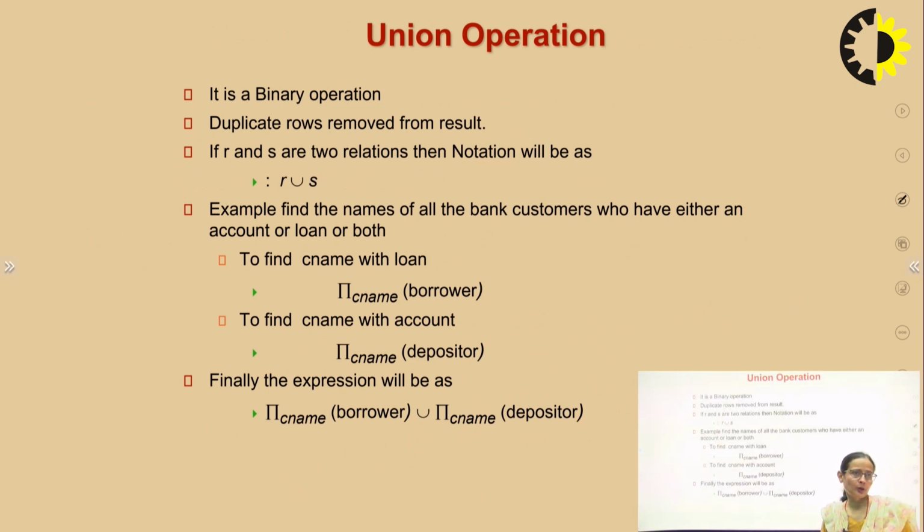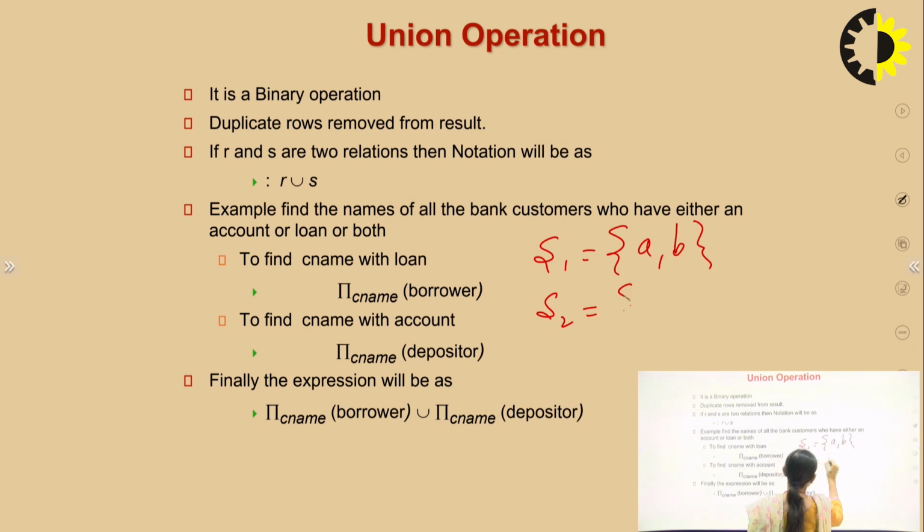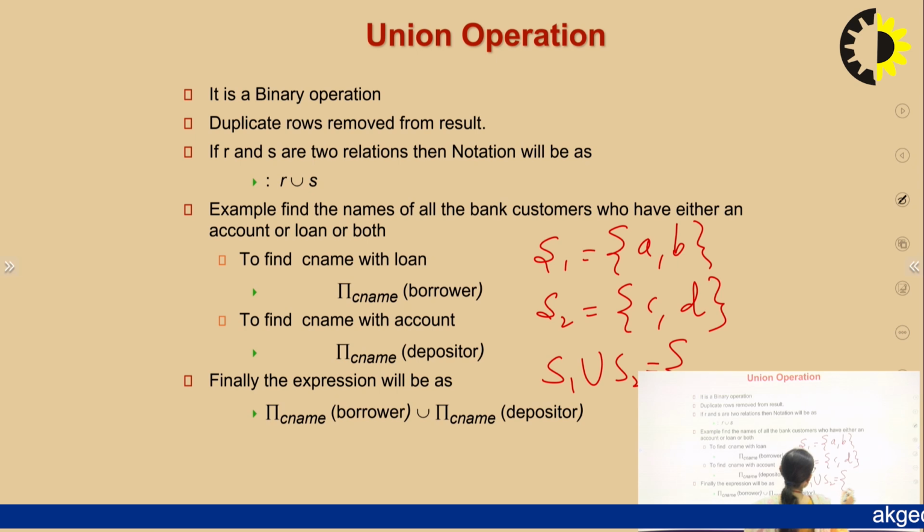Another important operator is the union operation. It works similar to the set union operation. If I have two sets, for example S1 with elements A and B, and S2 with elements C and D, and I write S1 union S2, it will produce this result. You are aware of the meaning of union in set operations. The same concept we deploy here.